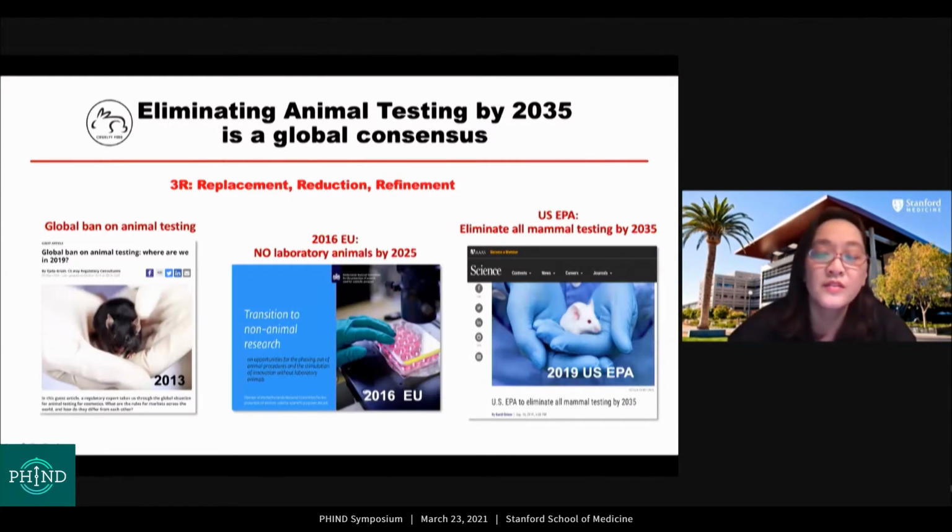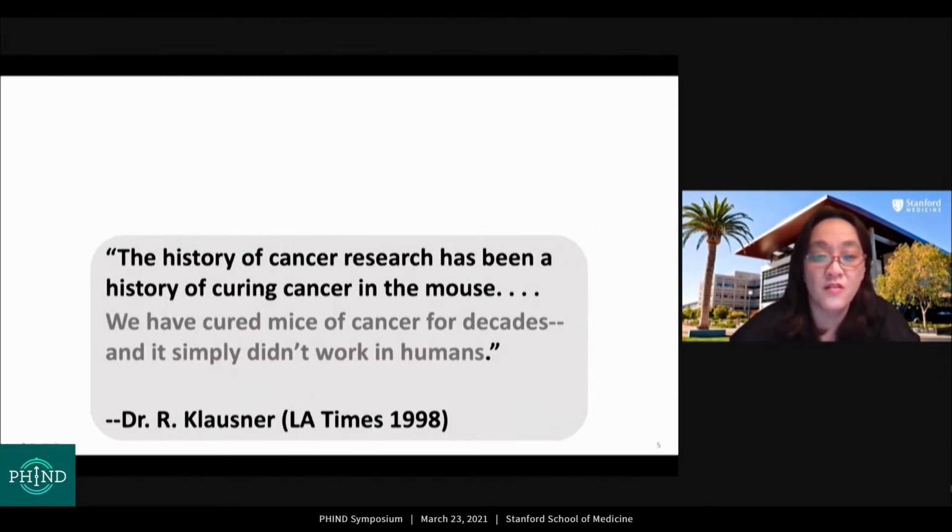First of all, we all know that for animal studies there's already a global consensus. When you conduct an animal study, you have to consider the 3R: replacement, reduction, refinement, right? There's even a global consensus that we should eliminate animal testing altogether by 2035. And doing this is not just for humane reasons.